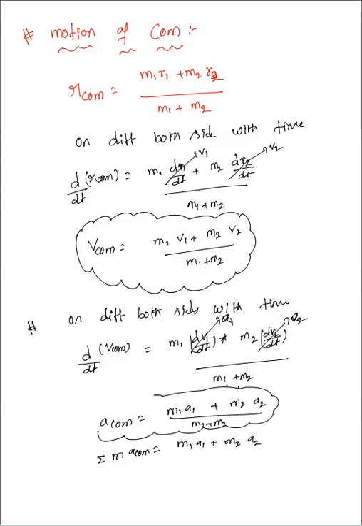So this also can be written as what? MA is nothing but force. Sigma F COM can be written as what here? M1 A1 plus M2 A2 is F1 plus F2 plus F3 and so on, we can write it. This is nothing but what we can discuss here: motion of center of mass.